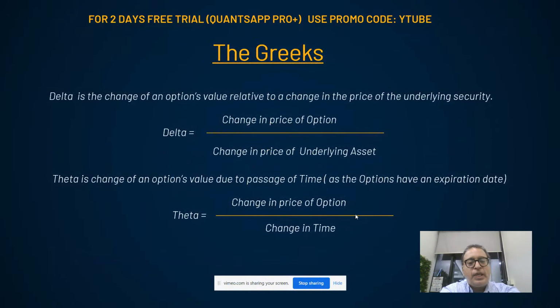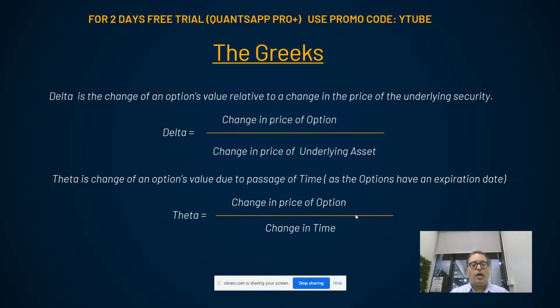Delta is essentially the change in option value relative to the change in the price of the underlying security. Change in price of the option with respect to the change in price of the underlying asset. That is what delta is. Why do we need to understand delta? Because options are a non-linear product. Compared to futures, futures just has a delta of 1, which means if Reliance were to go up by 1%, the futures would also go up by 1%. But in the case of options, we have a non-linear product, hence the need to study delta and the various other Greeks.